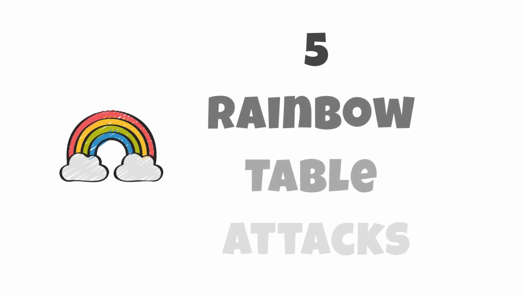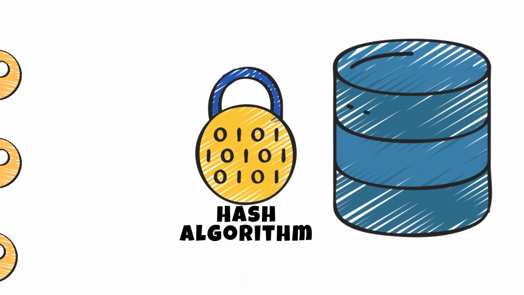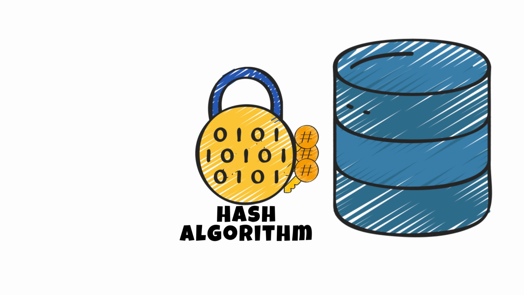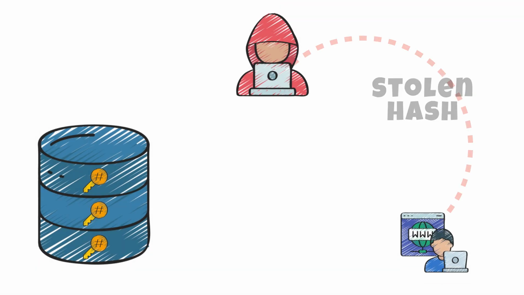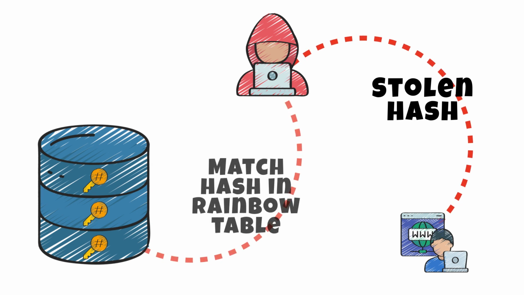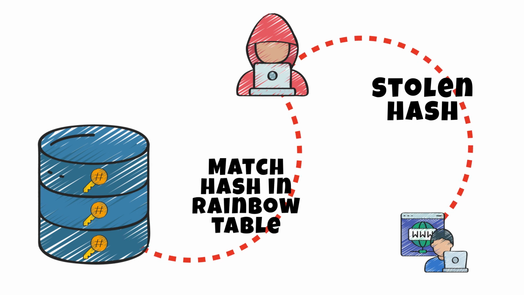Technique number 5 is rainbow table attacks. Rainbow table attacks use pre-computed tables to reverse cryptographic hash functions, allowing hackers to crack hashed passwords more quickly than traditional brute force methods.